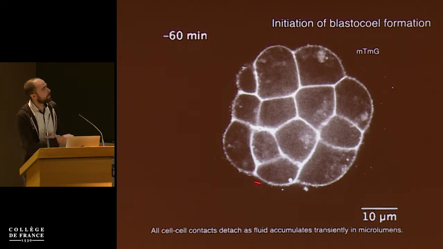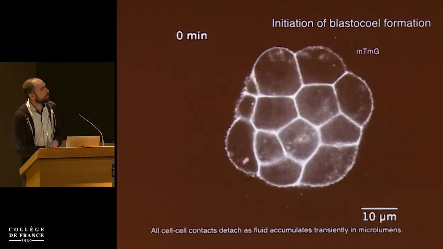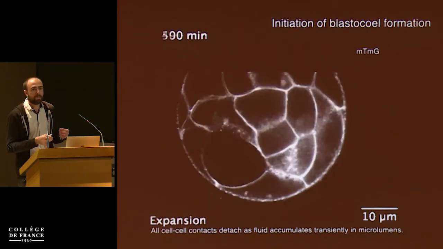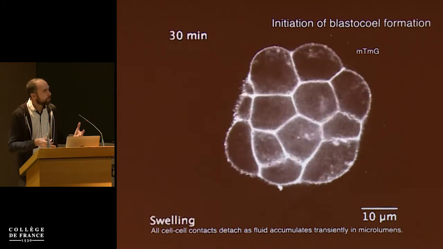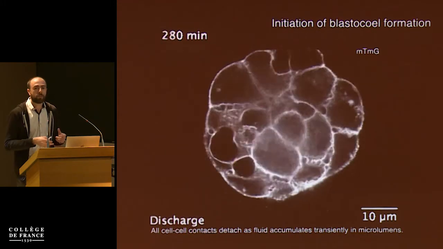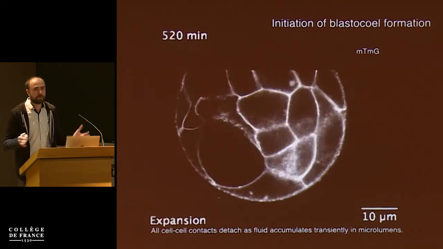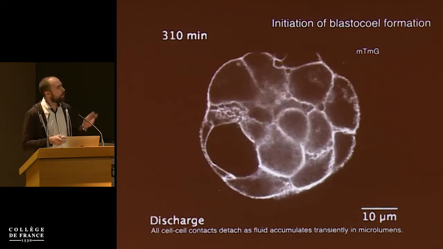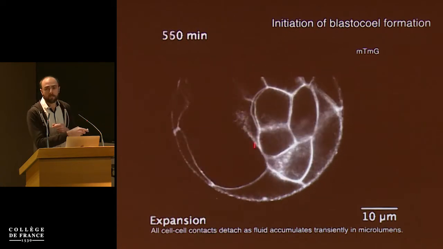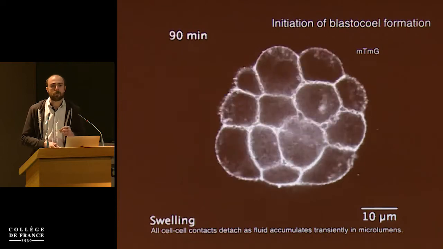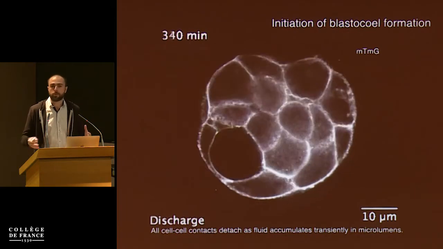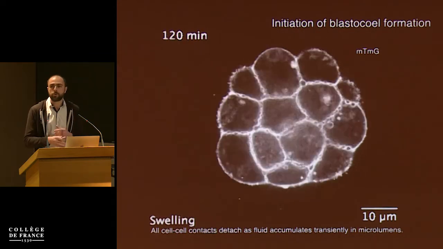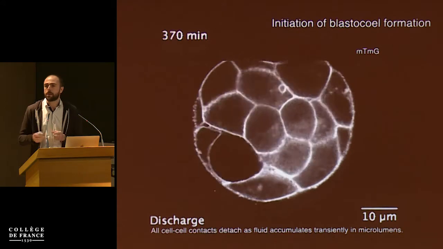And here is a 32-cell stage embryo, which is about to start the formation of the lumen. And what you see is that all cell-cell contacts are forming some small bubble-like structures, which we call microlumens, which transiently appear and then disappear throughout the embryo. And basically, all of those microlumens start to grow, and then they shrink, all but one, which becomes the blastocoel. But all cell-cell contacts are transiently broken, all of them, including the contacts between the cells of the inner cell mass, which you don't want to separate. You want the inner cell mass to stay nicely cohesive.